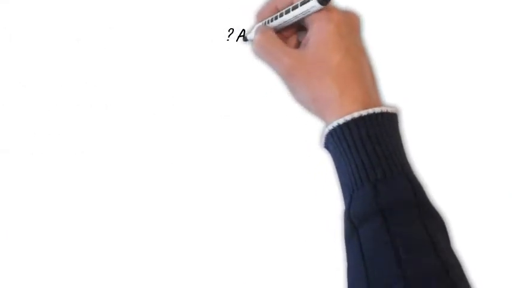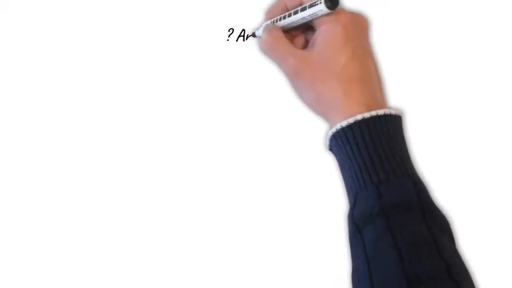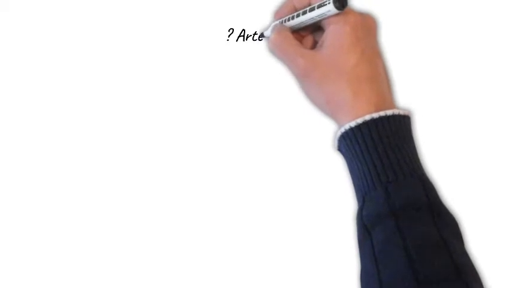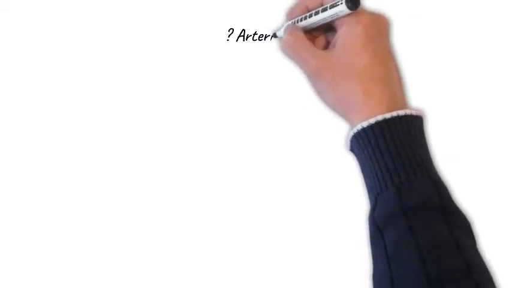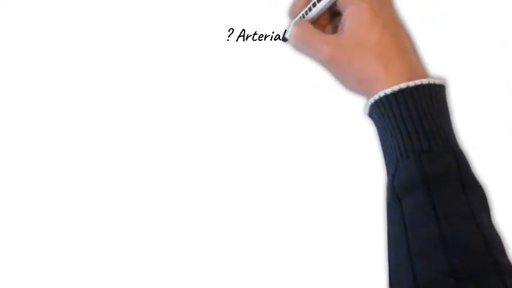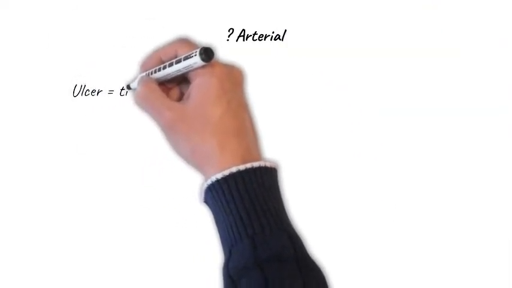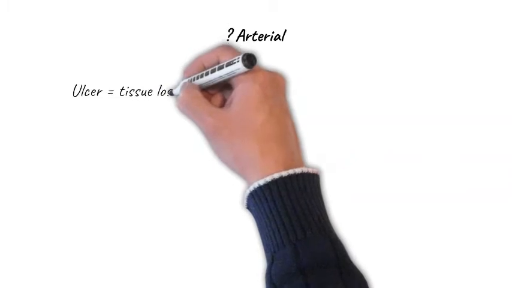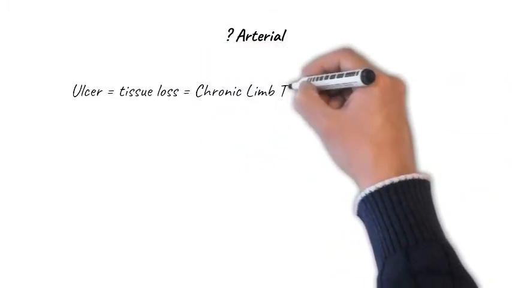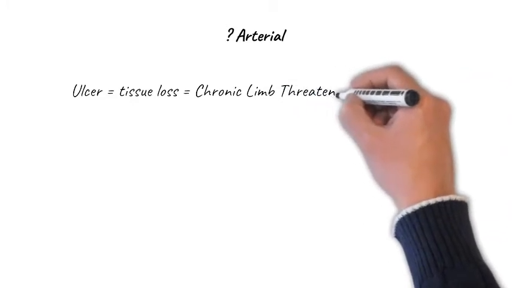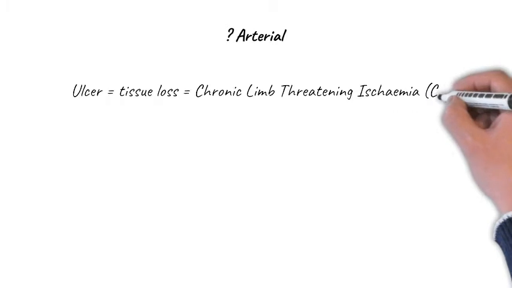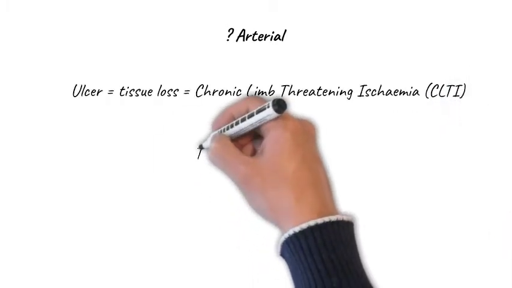A patient with an arterial ulcer has tissue loss, so by definition they have chronic limb-threatening ischemia, or what used to be known as critical limb ischemia. It's very important to understand that this entity of chronic limb-threatening ischemia is not the same as the classic 6Ps of the acutely ischemic leg, a pale, pulseless, paresthetic, paralyzed, perishingly cold and painful leg, classically due to an embolus to one of the femoral arteries.